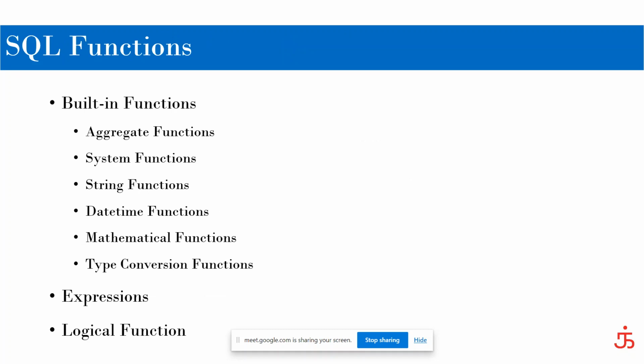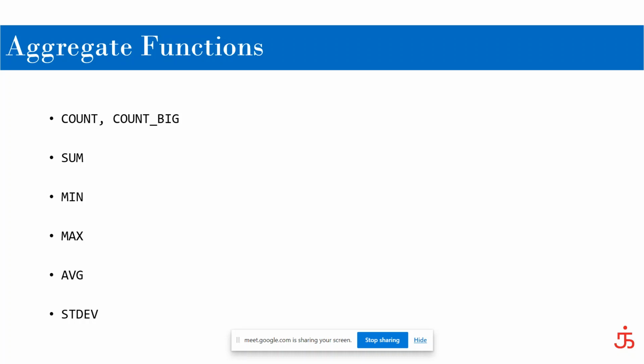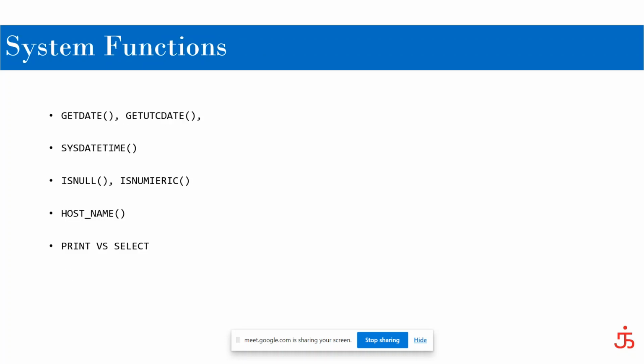We have already seen aggregate functions, which are used in conjunction with group by. Count big is for when the count is going to be an extremely huge volume. And then sum, minimum, maximum, average, and standard deviation. These kinds of aggregate functions we have seen, and I'm not going to spend time on that. Today we are going to see the important system functions.